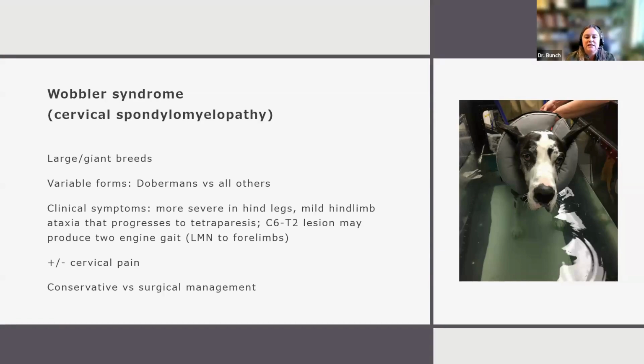And again, if it's a C6 to T2 lesion, we may get that two-engine gait. Cervical pain will be a little more variable with these guys. They can absolutely have pain, but it will vary in severity, I find. And then we have our conservative versus our surgical management. Seeing the cases I see here and talking with my neurologist, most of our cases are actually managed conservatively, because surgery definitely has its risks. If you read the literature, the success rate of surgery can range from, say, 30% to 80%, so there's no consensus on which way is actually best to treat.